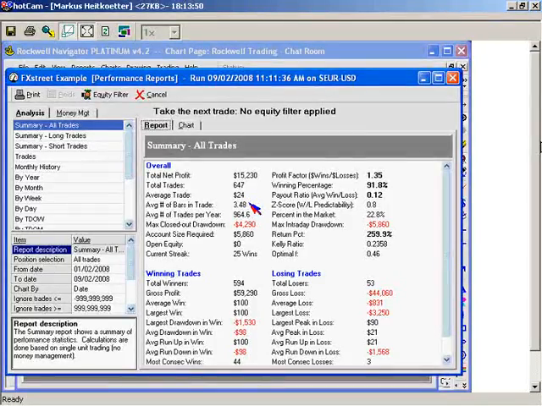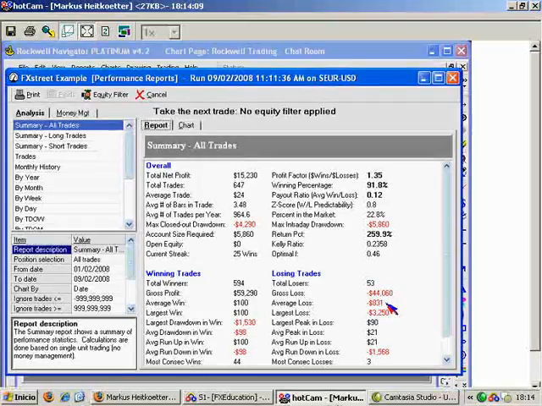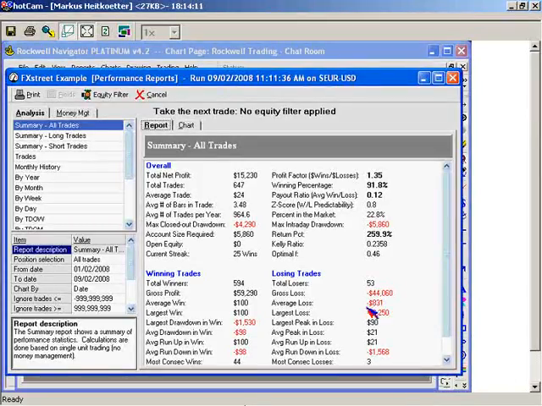And here we have two important things to notice. The average win is $100. No surprise there, because initially we set our profit target at $100. So as soon as we see $100, we're taking money off the table. But take a look at the average loss. The average loss, $831. What does this mean? You see that also the largest loss, $3,250.